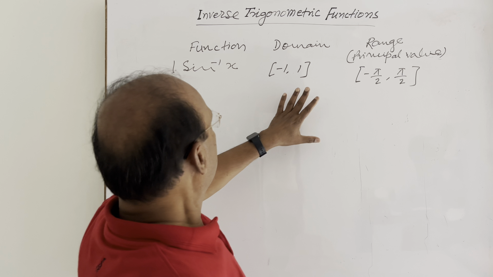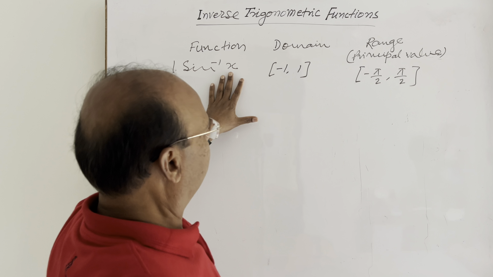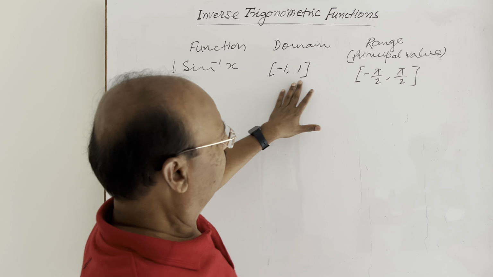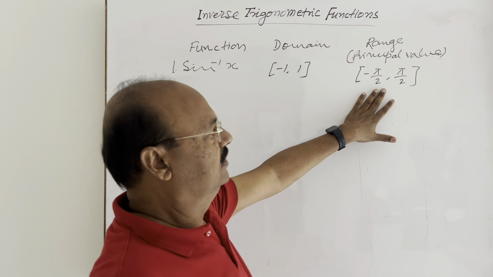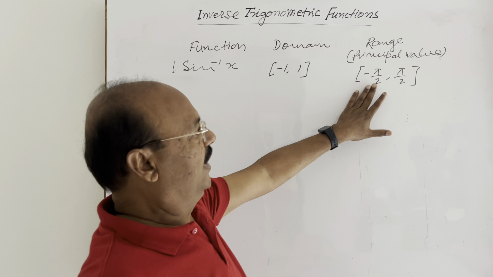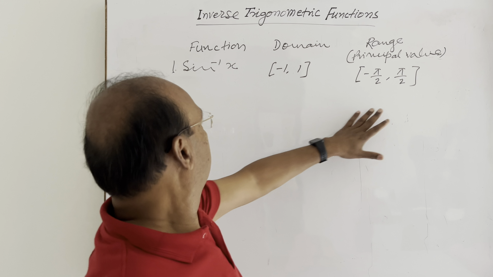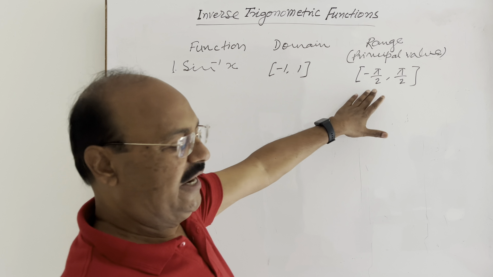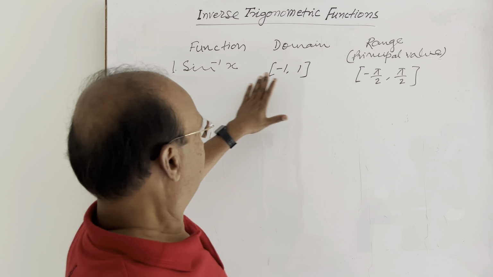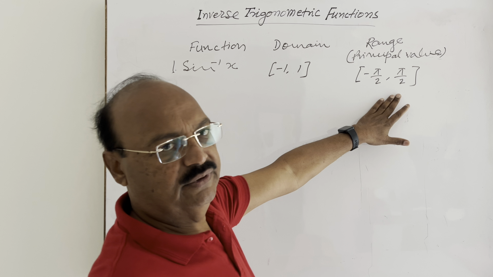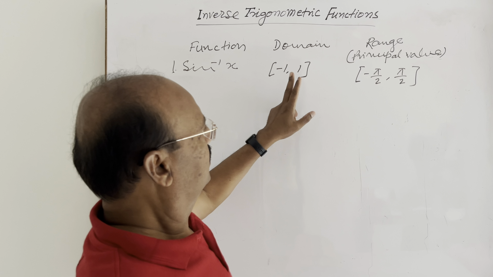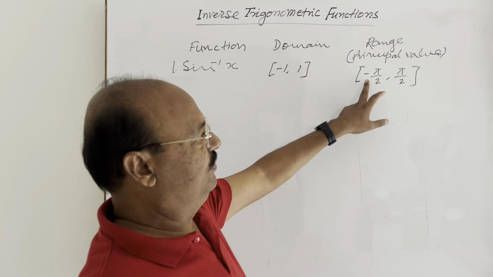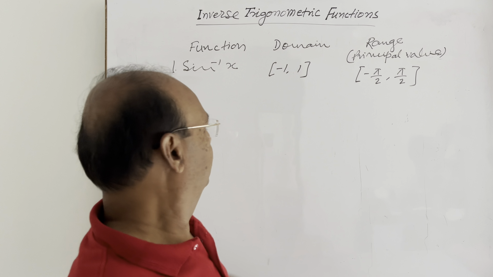What does it mean? It means if sine inverse x is defined in this domain, the corresponding values you will get are in this range, in the interval minus pi by 2 to pi by 2. As for example, sine inverse of minus 1 is minus pi by 2, sine inverse of 1 is pi by 2. And for values between minus 1 and 1, we will get the range between minus pi by 2 and pi by 2.